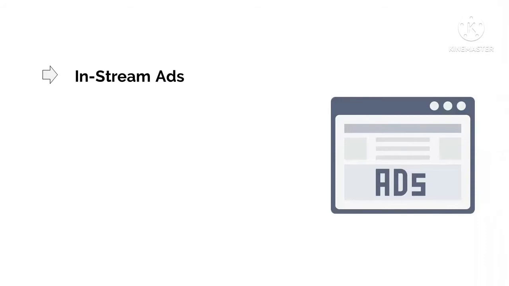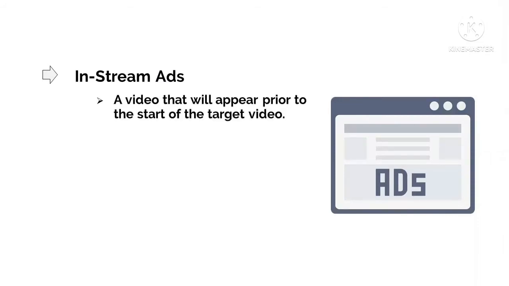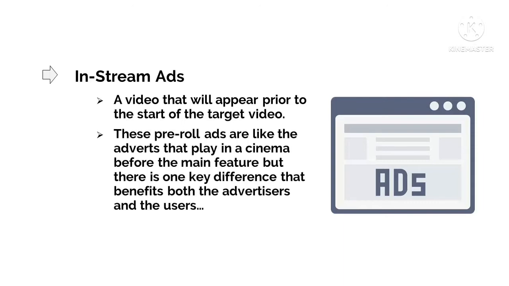An in-stream advert, for instance, is a video that will appear prior to the start of the target video. These pre-roll ads are like the adverts that play in a cinema before the main feature, but there is one key difference that benefits both the advertisers and the users, which is that the videos are skippable.